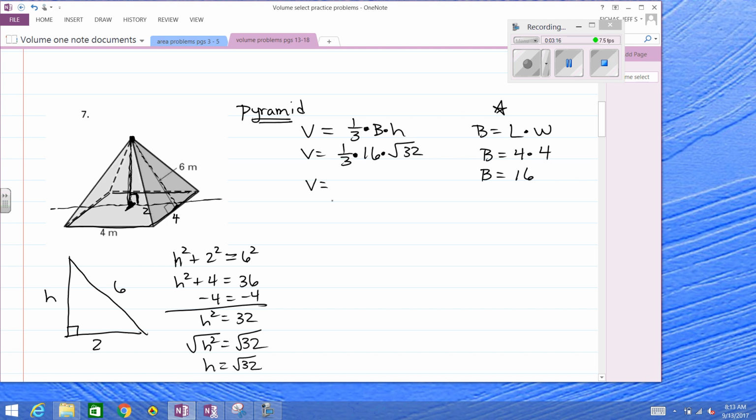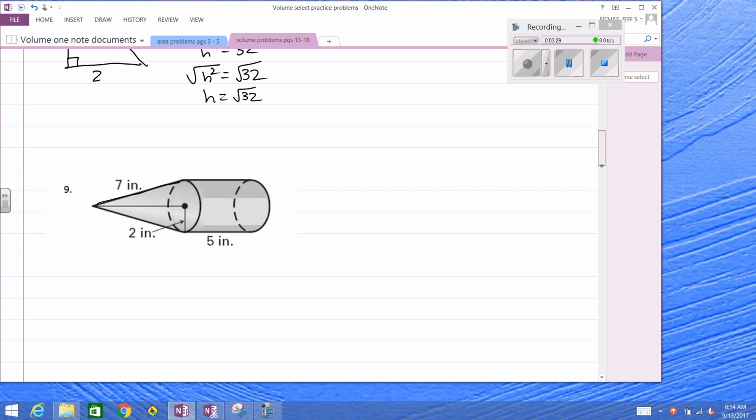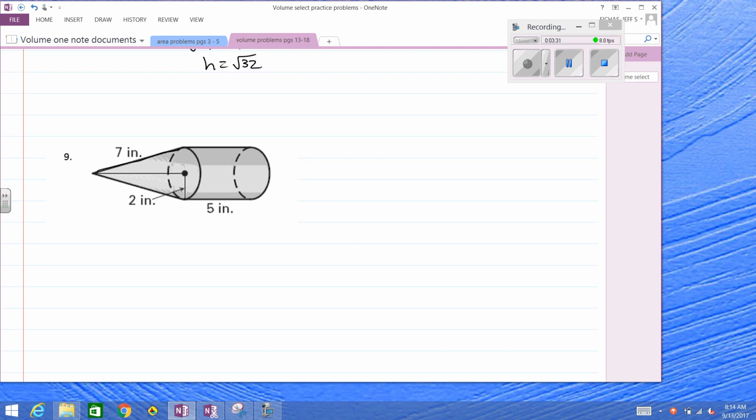And when we do that, we get 30.169. It asked for 2 decimal places. So we're going to say 17, and it looks like meters. Okay. Next one on our list.